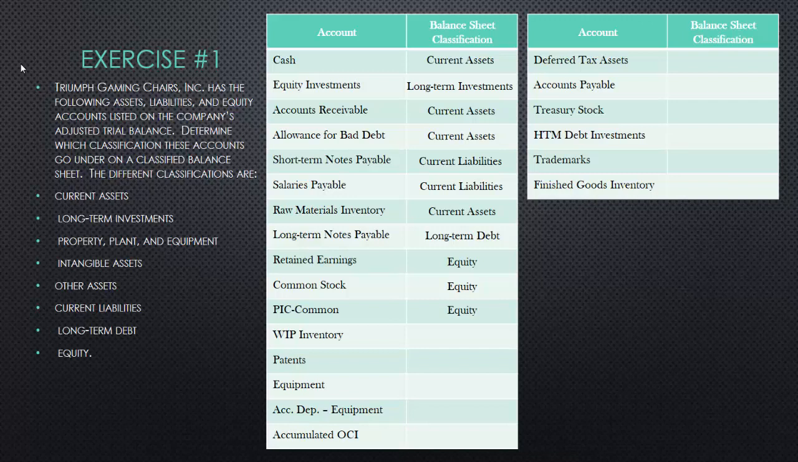Next up, we have WIP inventory, and again, that is inventory that we are working on, and I think we expect to finish completing that inventory within the next year, so we're going to classify that as a current asset.